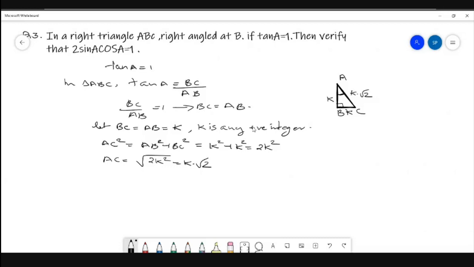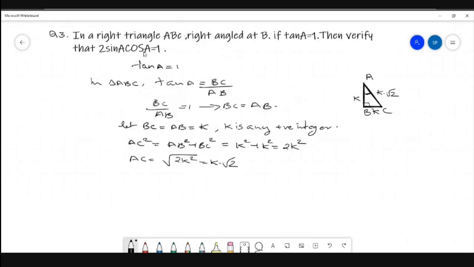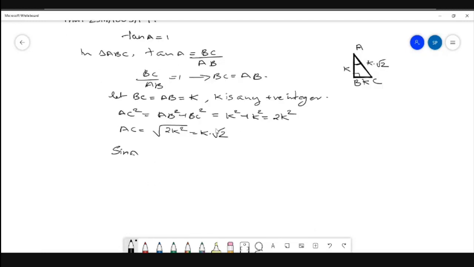Now if you get three sides of a triangle, you will be able to find out sin A and cos A. Now we have to verify 2 sin A into cos A equal to 1. So let us find sin A first. Sin A equal to opposite side BC divided by hypotenuse AC, that is K divided by K root 2, that is equal to 1 by root 2.